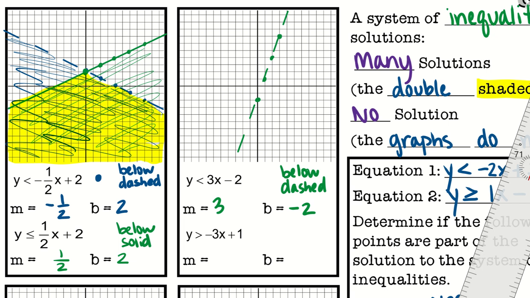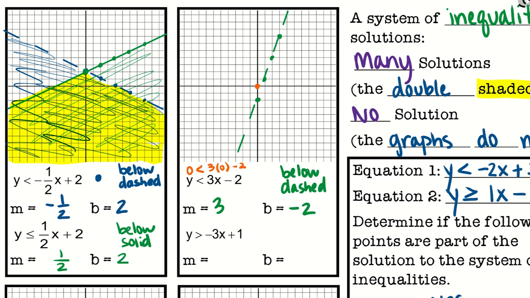So if you're not sure which way should be below, think about a test point. If I plugged in the point 0, 0, if I did 0 is less than 3 times 0 minus 2, this would mean 0 is less than -2. Well, that's not true. That's a false statement. So I don't want to shade where that test point is. I want to shade on the opposite side. So I'm going to get rid of my test point and I'm going to shade on this side of the line. That would be below.